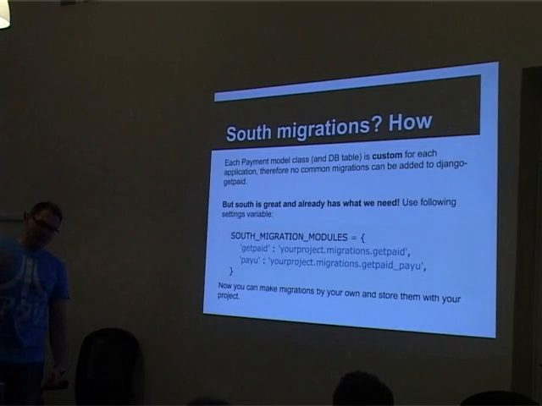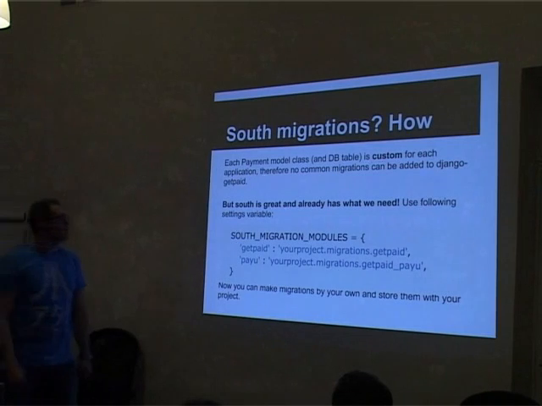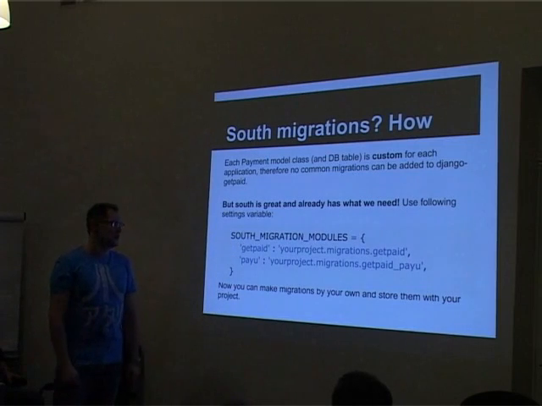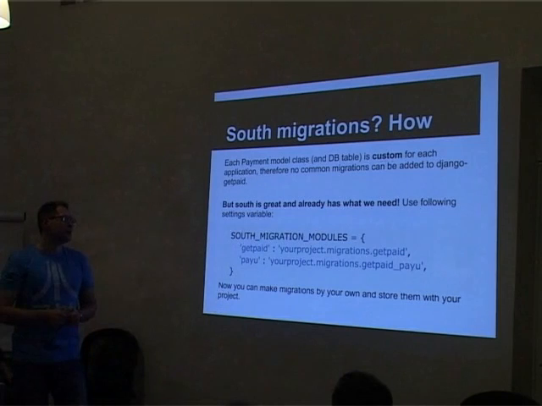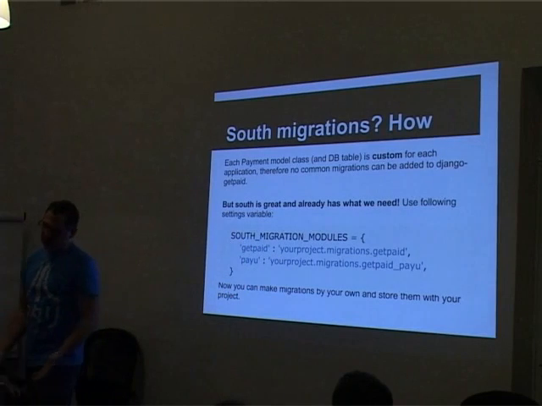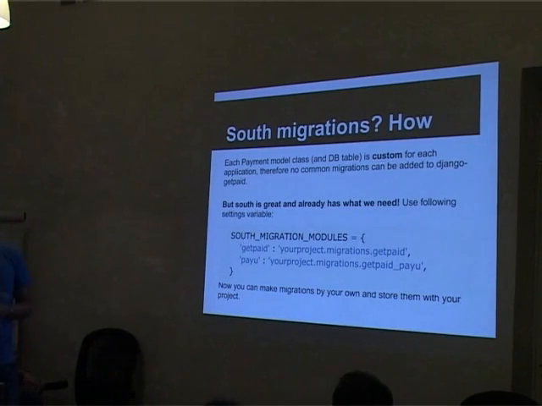So the problem to solve, and using South is good, as we know, is how to deal with such dynamically generated models. It's a very simple answer. If you look at the documentation of South, there is a settings variable called South migrations model, and you can override the default place where South is looking for the migrations of your project. So basically you can keep the migrations of this application with your model, as if it were just your application, written by you. And that's all. It solves all the problems.